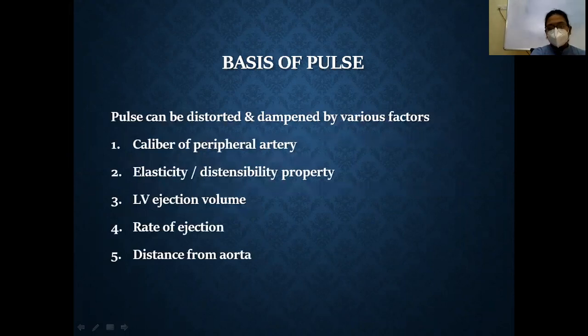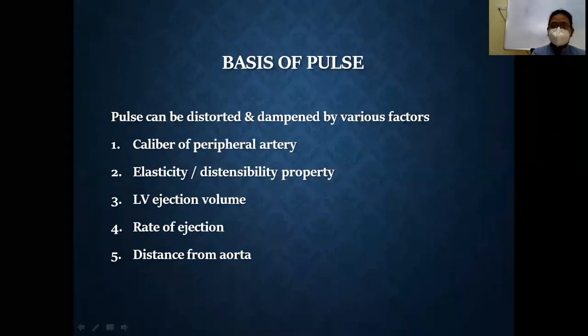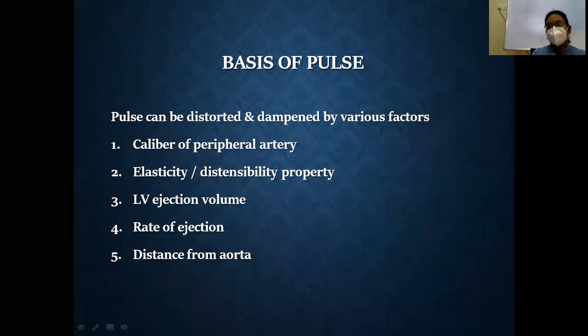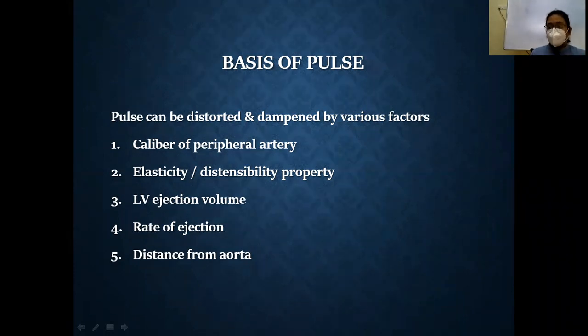So, coming to the basis of pulse. As the blood flows from the aorta to the peripheral artery, there are many factors which determine the characteristics of this pulse wave. First is the caliber of the peripheral artery, that is, the diameter of the peripheral artery. As you know, from the aorta towards your distal finger, the diameter of the artery goes on decreasing. Then elasticity as well as distensibility.